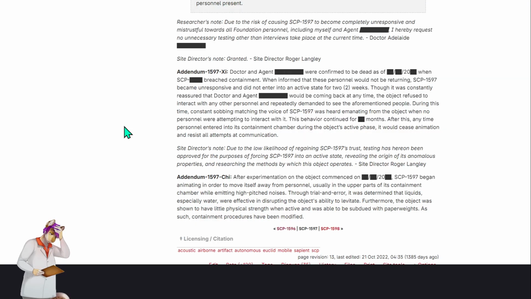Addendum K. After experimentation on the object commenced at some point in 2000-something, 1597 began animating in order to move itself away from personnel, usually in the upper parts of its containment chamber while emitting high-pitched noises. Through trial and error, it was determined that liquids, especially water, were effective in disrupting the object's ability to levitate. Furthermore, the object was shown to have little physical strength when active and was able to be subdued with paperweights. As such, containment procedures have been modified. Yeah, screw Site Director Roger Langley.